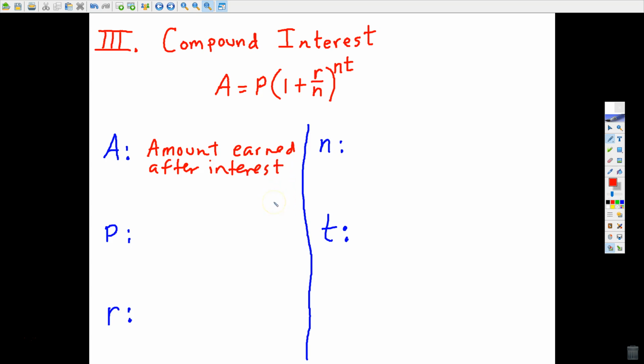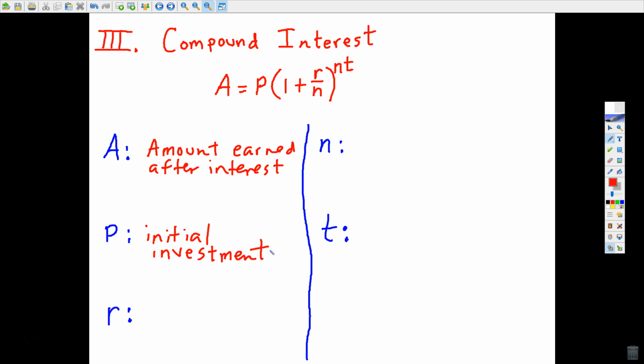So for example, I put in $100, maybe I get $20 worth of interest. A would be $120. It's my original investment plus the interest that I earned. P stands for the initial investment. In my previous example, that would be the $100 that I put in the bank. And you might be wondering, well, why do we call it P? Well, the P stands for principal.